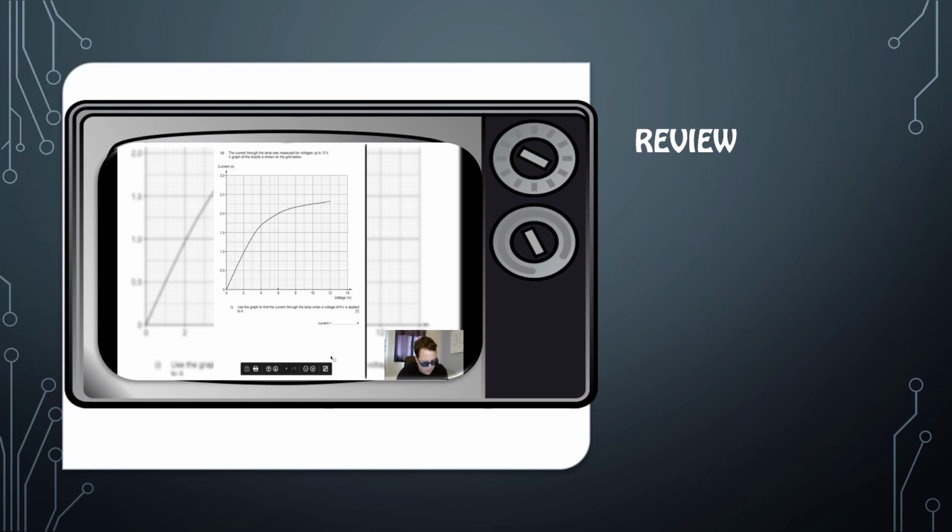Okay, for this question then, the current to the lamp was measured up to 12 volts. The result of the graph is shown on the grid below. Use the grid to find the current when 6 volts is applied. So you're going to go up from 6 and across, and that gives you a reading of 2 amps.